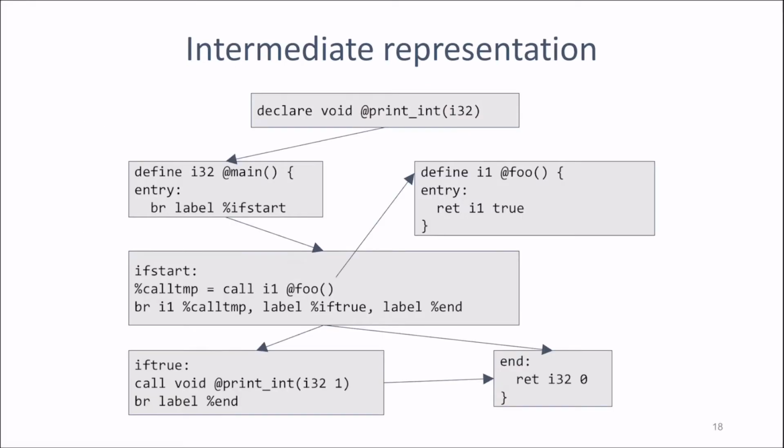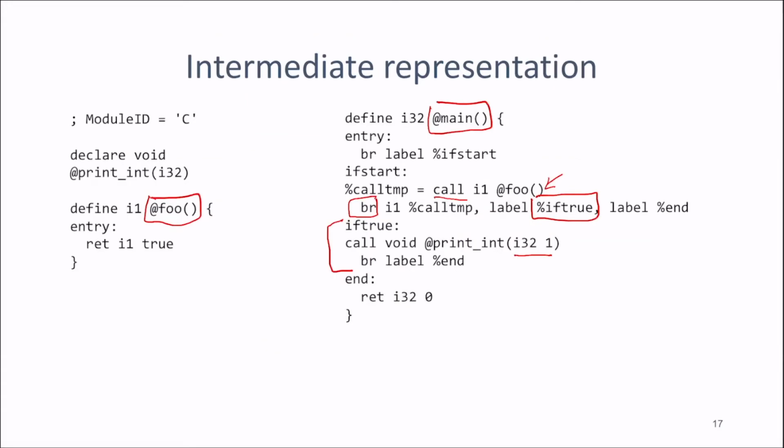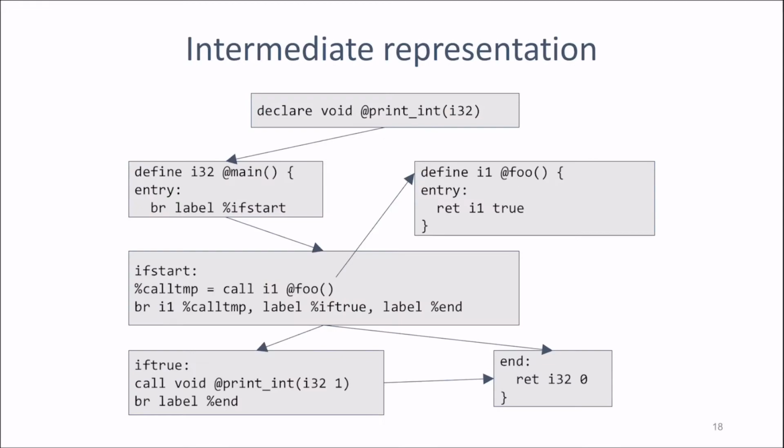So if I take those blocks and take those branch statements and draw them as arrows instead, I can get a picture that looks like this. This is exactly the same as here, except for every branch statement and every function call, I have an arrow. So I've separated out the different blocks.